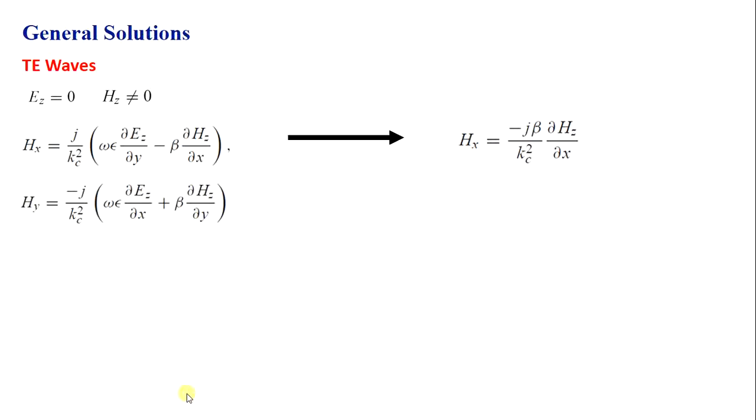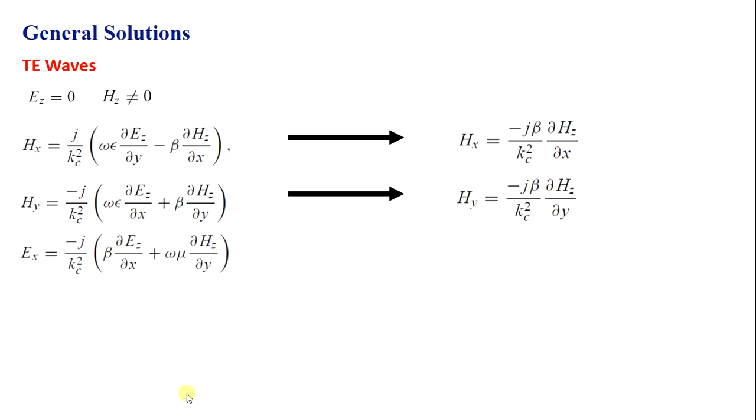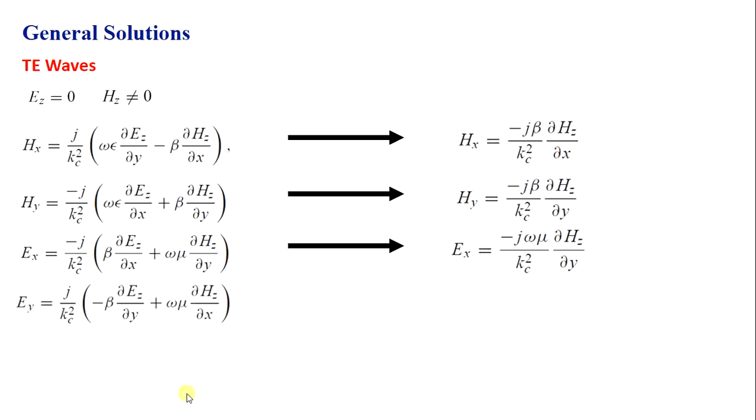Similarly, we have the equation of Hy. If we put Ez equal to 0, we get Hy equal to minus j beta upon kc square ∂Hz/∂y. In the Ex equation, if we put Ez equal to 0, we get Ex equal to minus j omega mu upon kc square ∂Hz/∂y. In the equation of Ey, if we put Ez equal to 0, we get Ey equal to j omega mu upon kc square ∂Hz/∂x, where kc is not equal to 0 and beta is equal to under root of k square minus kc square.